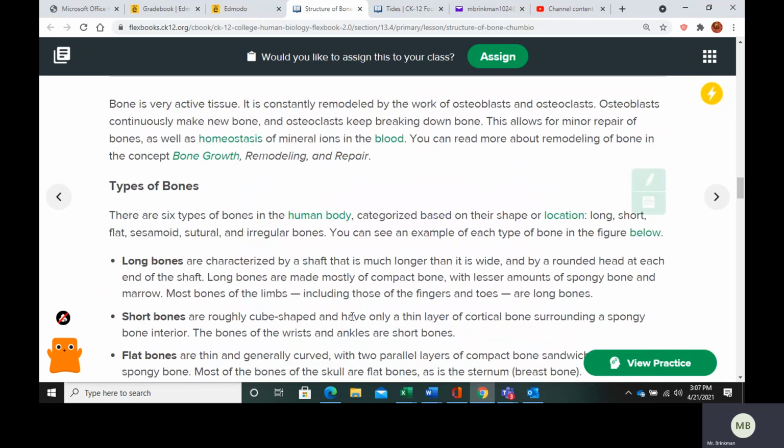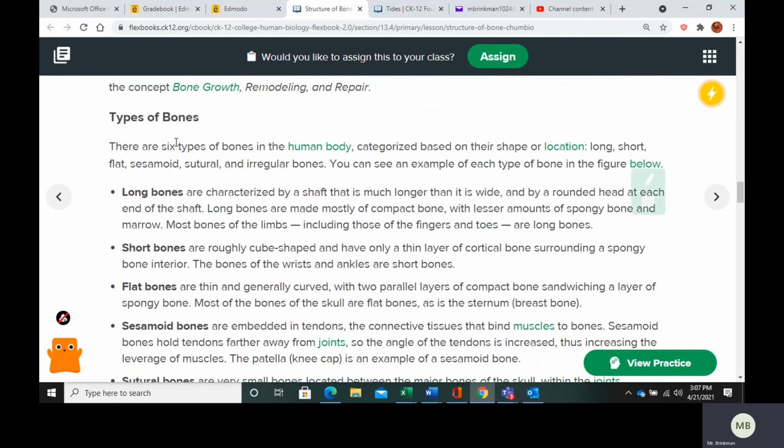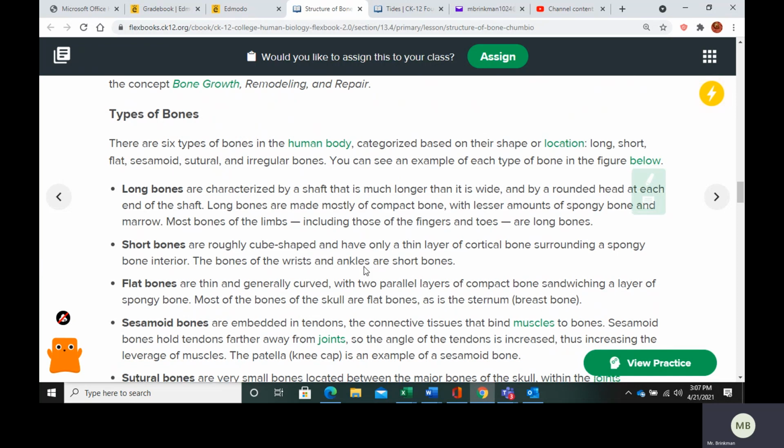Types of bones. There are six types of bones in the human body, based on their shape. They can be long, short, flat, sesamoid, sutural, or irregular bones. Long bones are obviously much longer than they are wide. Short bones are roughly cube-shaped, with only a thin layer of cortical bone surrounding the spongy bone. This is stuff like wrists and ankles.